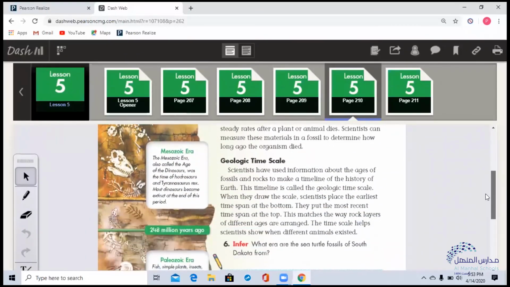So, the geologic time scale. Scientists have used information about the ages of fossils and rocks to make the timeline of the history of Earth. This timeline is called the geologic time scale. When they draw the scale, scientists place the earliest time span at the bottom. They put the most recent time span on the top. And this matches the way that rocks of different ages are arranged.